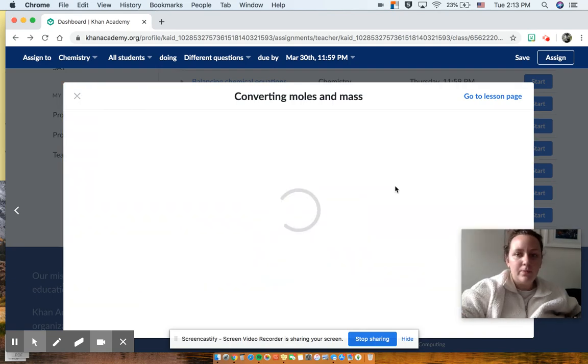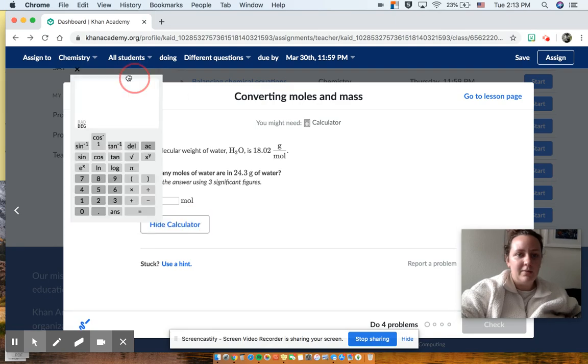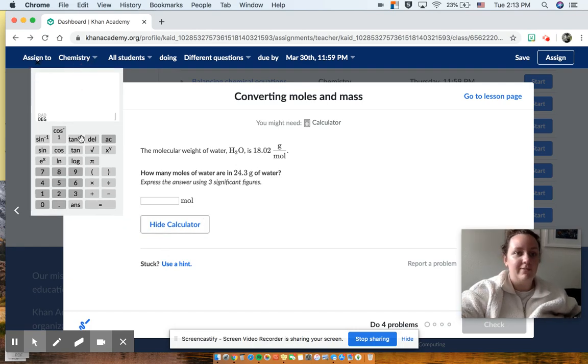So I'm gonna open it up here. And I'm going to open up the calculator because it says here you might need a calculator. So you can click the little show calculator button at the bottom. You definitely want to have a calculator. We have to do some calculations here. So that's going to be crucial. And it's ones that I cannot do in my head. If you guys can do it in your head, that's great.